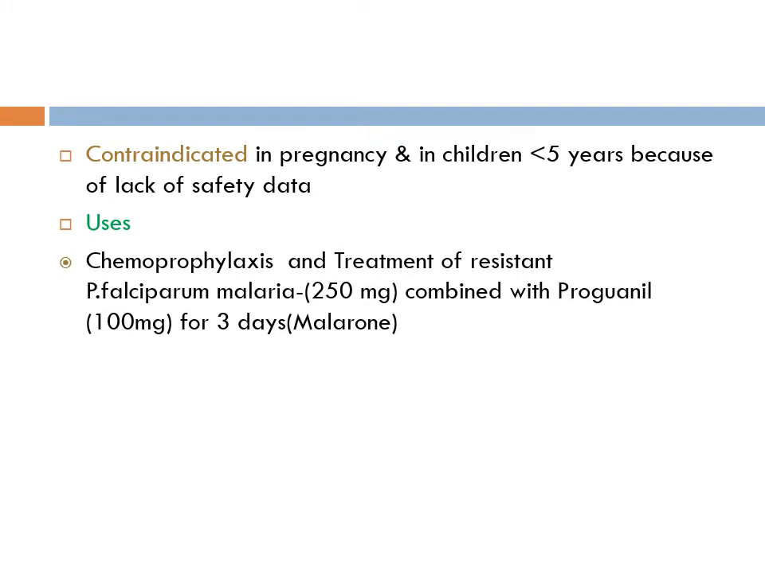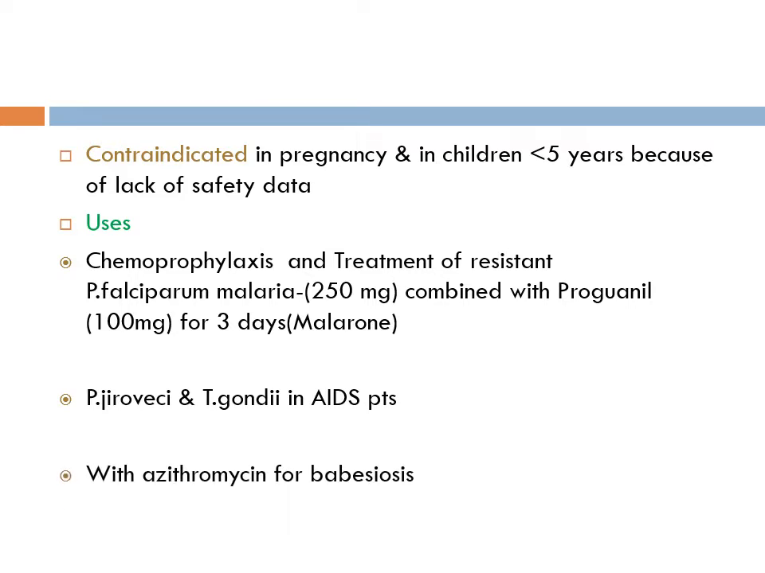It is used as a chemoprophylactic agent and for treatment of resistant P. falciparum malaria. 250 mg of atovaquone is combined with proguanil 100 mg for 3 days. The combination is known as Malarone. It is also used in treatment of opportunistic infections like Pneumocystis jirovecii and Toxoplasma gondii in immunocompromised patients like AIDS. It can be used as an alternative with azithromycin for babesiosis.